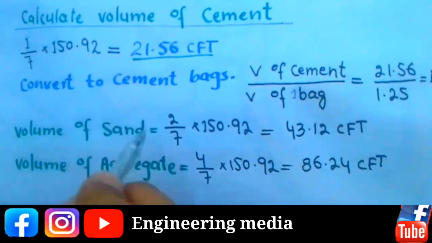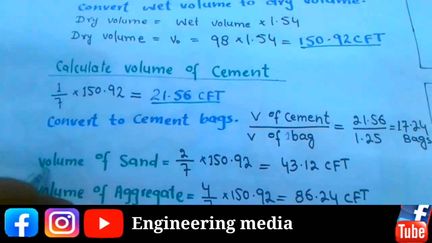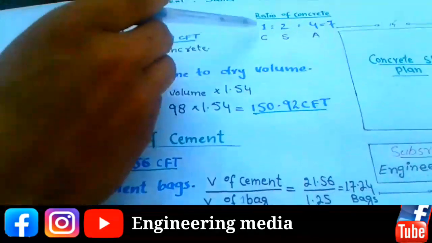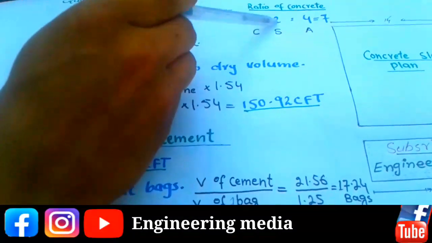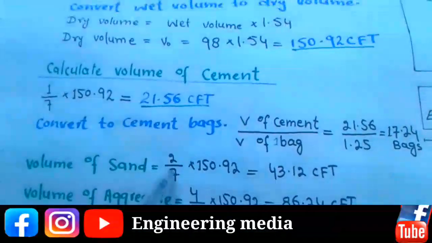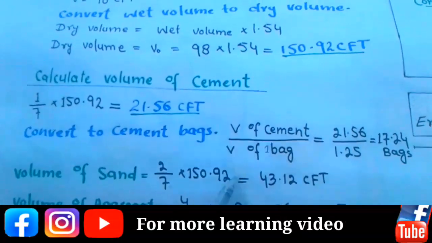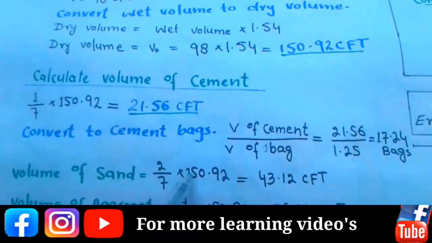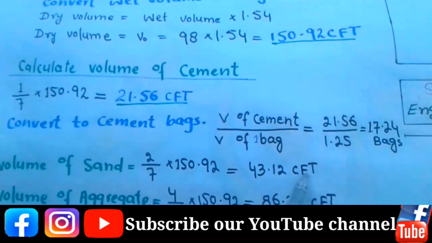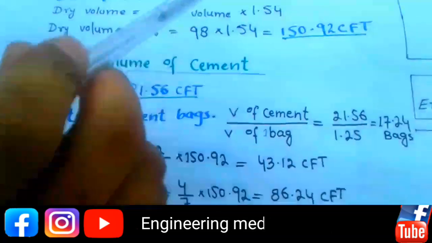Second, when we have to find out the volume of the sand, the value for the sand is 2 in the sum values. So 2 divided by 7 multiplied by 150.92. When we multiply these, 43.12 CFT is given out, and this is the value for the volume of the sand for the slab.